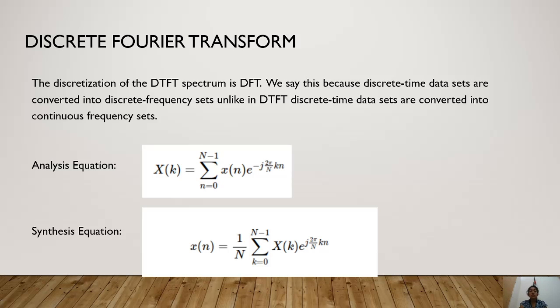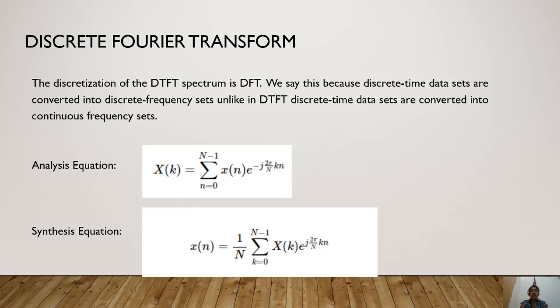So first, let us see what the discrete Fourier transform is. Like we discussed in our last video, it is nothing but the discretization of the discrete time Fourier transform. The main difference between DFT and DTFT is that here we get our frequency spectrum as discrete frequency sets, unlike the continuous frequency sets we get in DTFT.